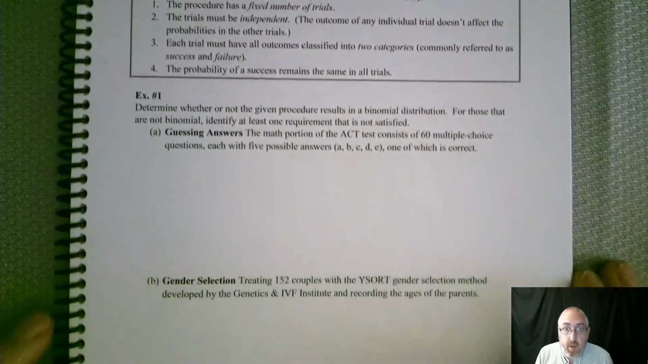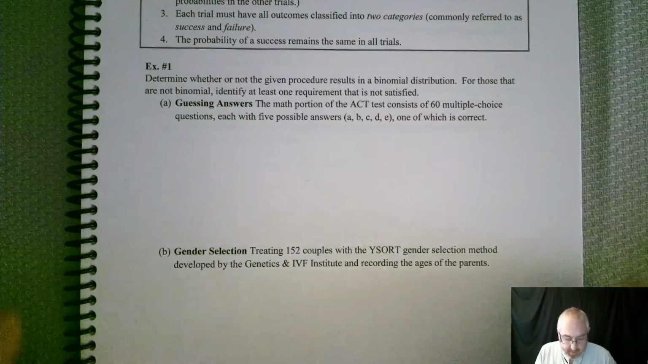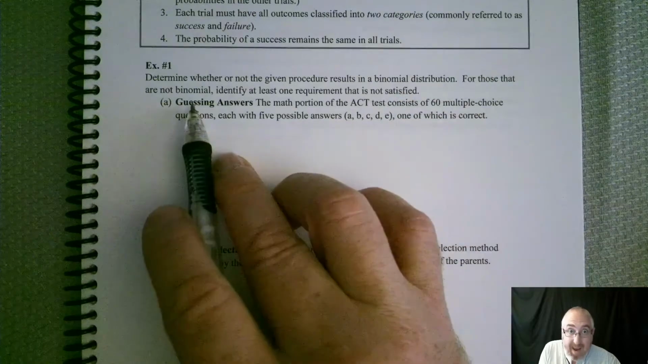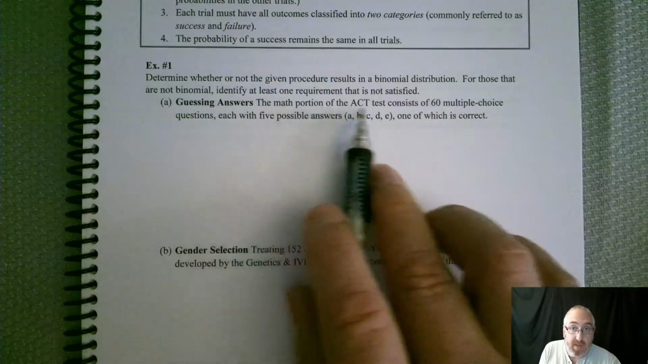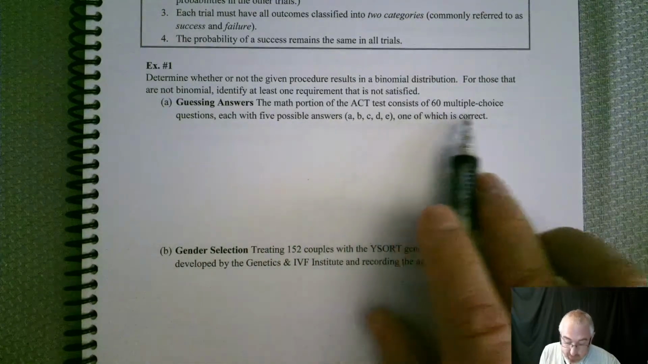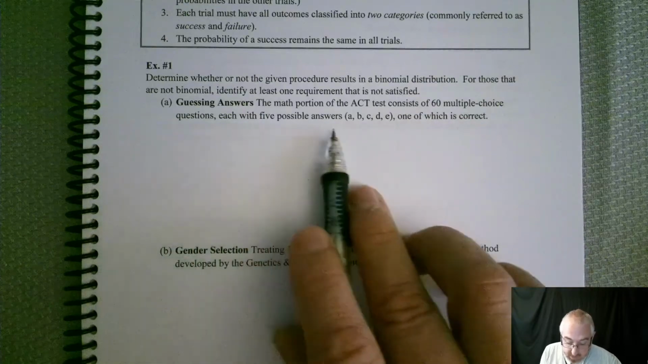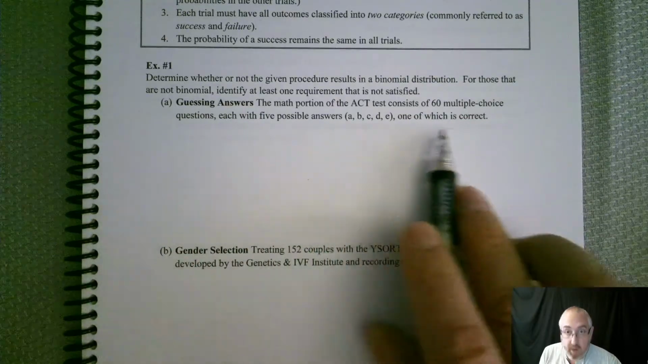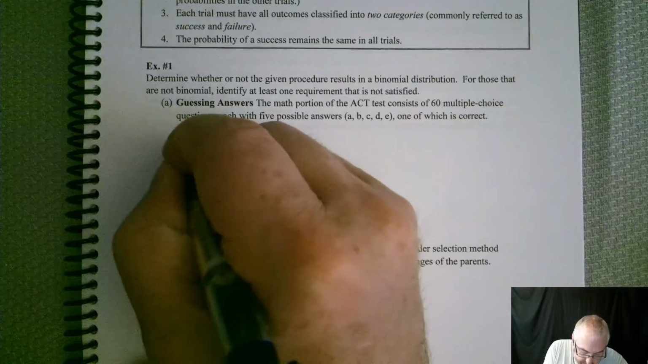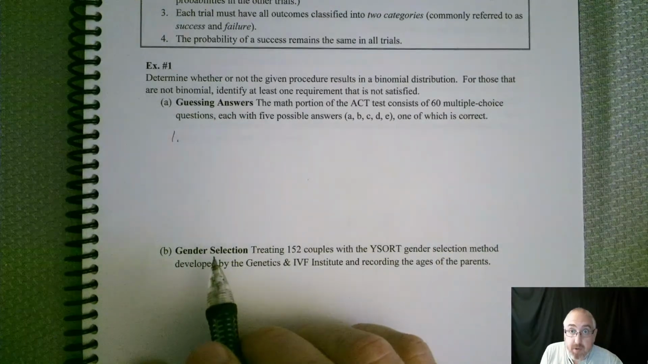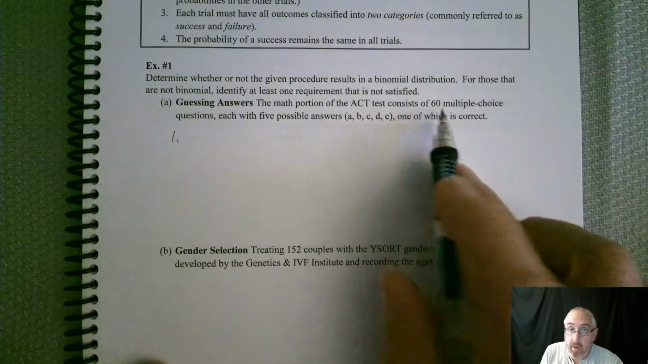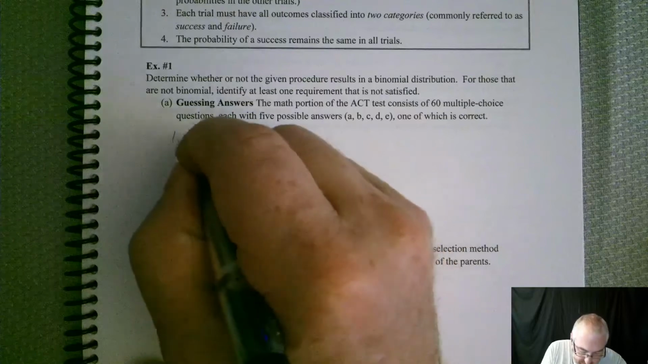So let's see what we got for the first example. Determine whether or not the given procedure results in a binomial distribution. For those that are not binomial, identify at least one requirement that is not satisfied. So guessing answers. The math portion of the ACT test consists of 60 multiple choice questions, each with 5 possible answers of A, B, C, D, or E, one of which is correct. Okay, so let's go through our checklist. The first one has a fixed number of trials. Well, there's 60 questions on the test, so you're only doing it 60 times. So this one is yes.